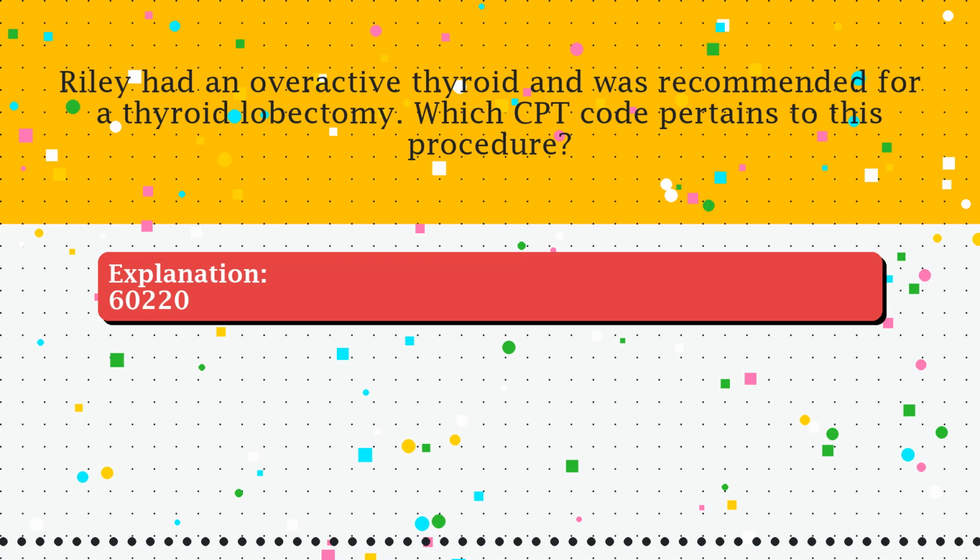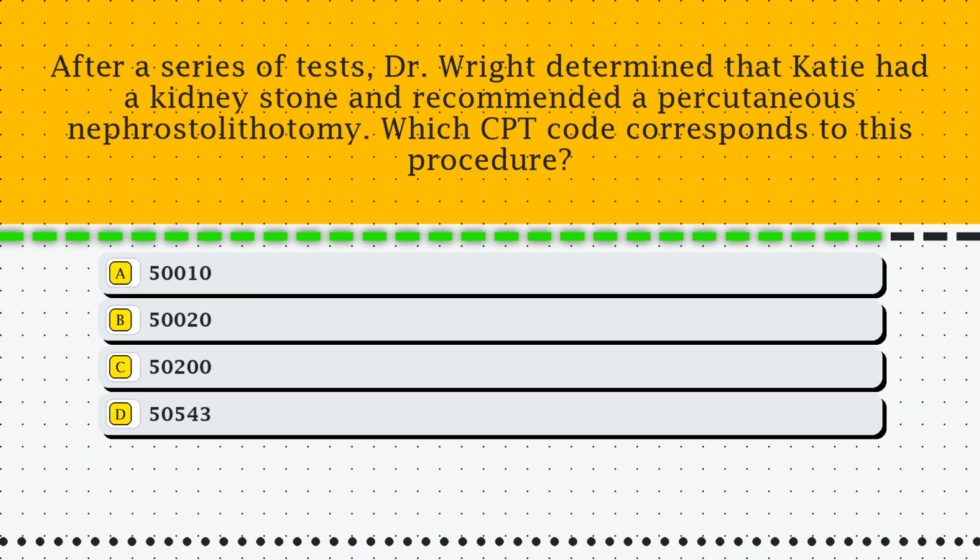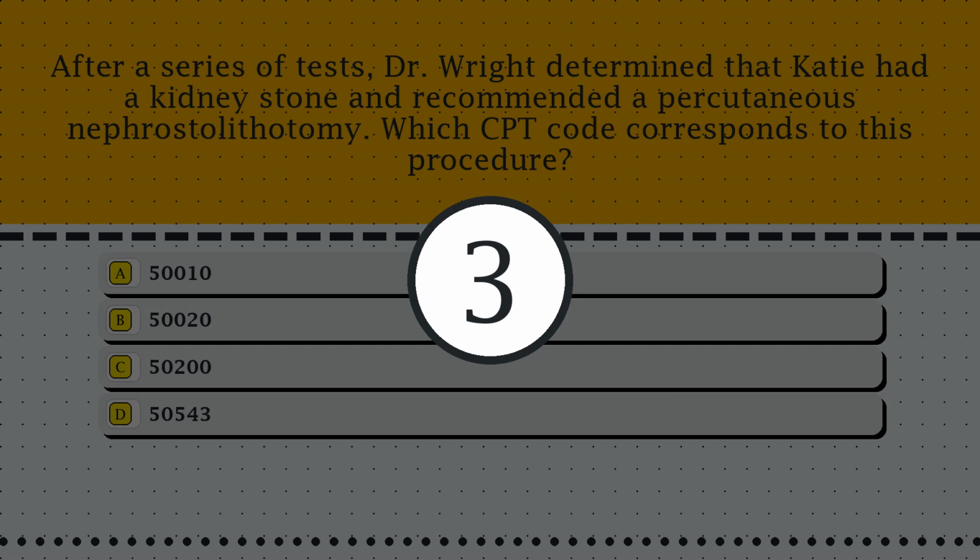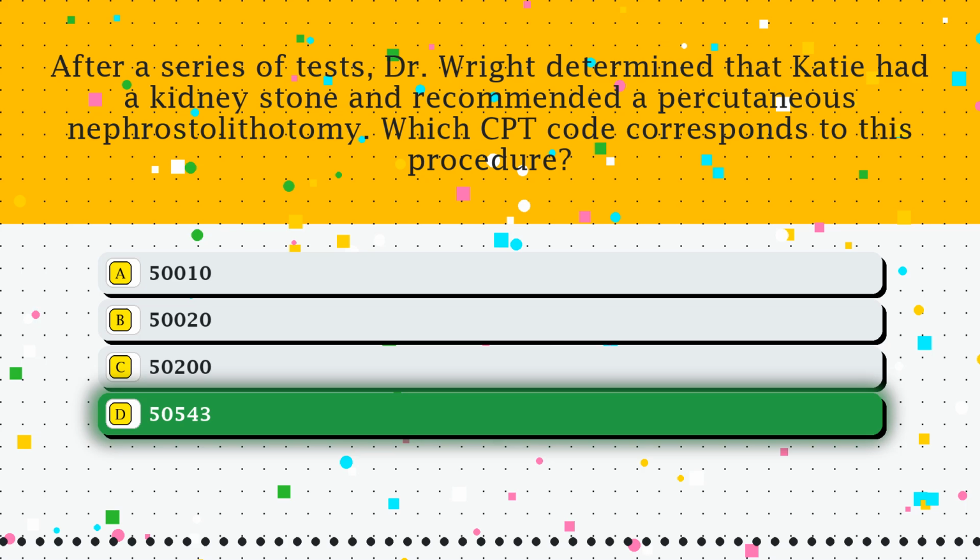Question 196. After a series of tests, Dr. Wright determined that Katie had a kidney stone and recommended a percutaneous nephrolithotomy. Which CPT code corresponds to this procedure? Option A, 50,010. Option B, 50,020. Option C, 50,200. Option D, 50,543. The correct answer is option D, 50,543.